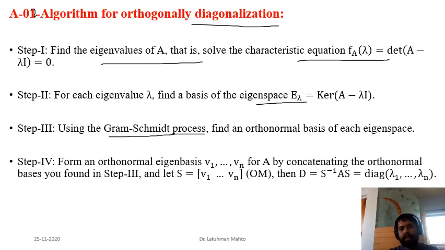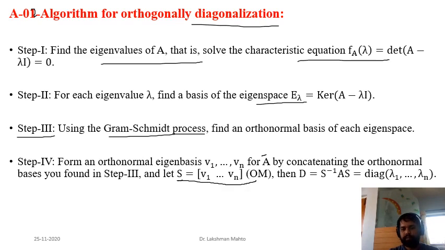Okay. So in the fourth step, what will we do? In the fourth step, we will form an orthonormal eigenbasis for the matrix A by concatenating the orthonormal basis of each individual eigenspace, which we already got in step 3. And once we have the orthonormal eigenbasis for the matrix A, we will construct a new matrix S by considering these basis elements as columns.